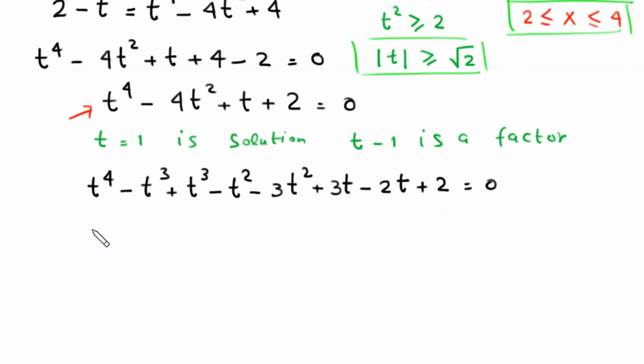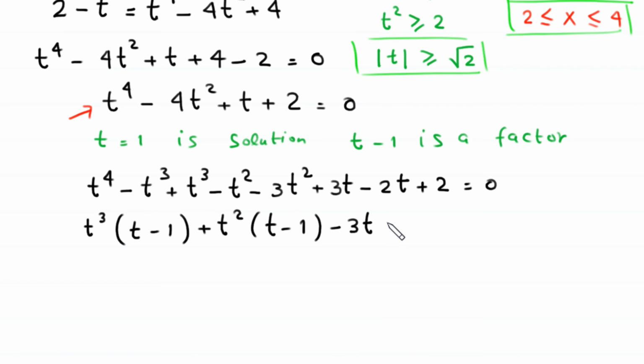From these two terms we can factor out t cubed, in bracket t minus 1, and from these two terms we can factor out plus t squared, in bracket t minus 1. From these two terms we can factor out negative 3 times t, in bracket t minus 1, and from these two terms we can factor out negative 2, in bracket t minus 1, equal to 0.